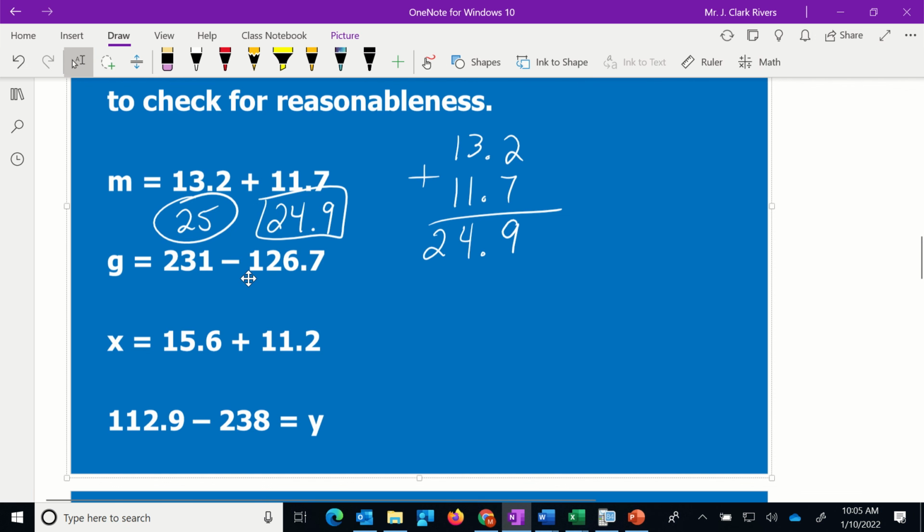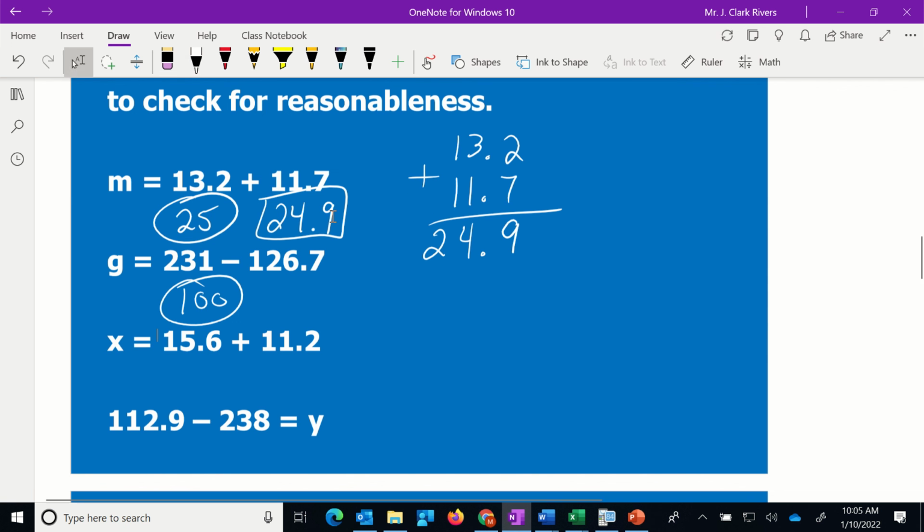All right, 231 minus 126.7. Remember, we want to be able to do this mentally. So what are two numbers that work together well here that allow us to subtract mentally? 230 and 125. Let's go even simpler than that. 230 minus 130, which is 100. So this is about 100. We're going to be close to 100.